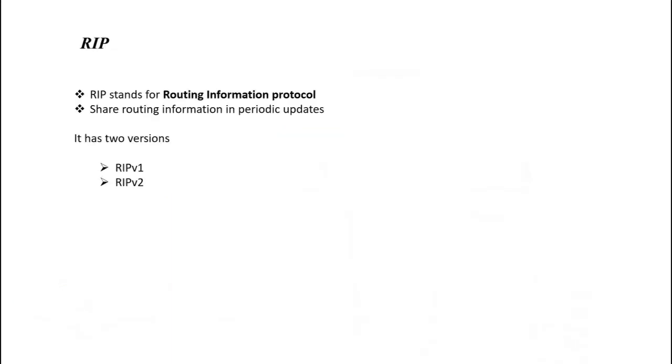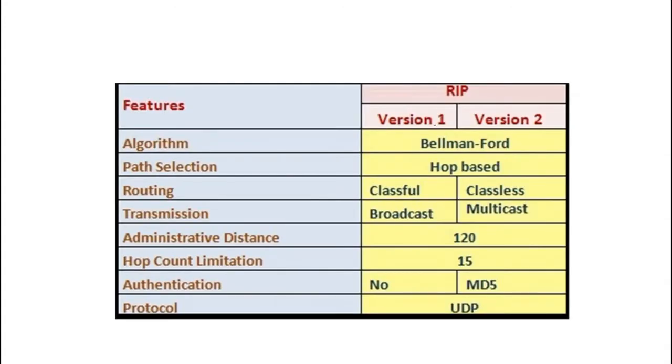Okay, let's see what is the next slide. Yeah, so now we start RIP. RIP stands for Routing Information Protocol, and it shares routing information in periodic updates. During those periodic updates, it shares the routing information, whatever new routes are introduced in the network, via periodic updates. It has two versions, RIP 1 and RIP 2. Let's see the difference between them.